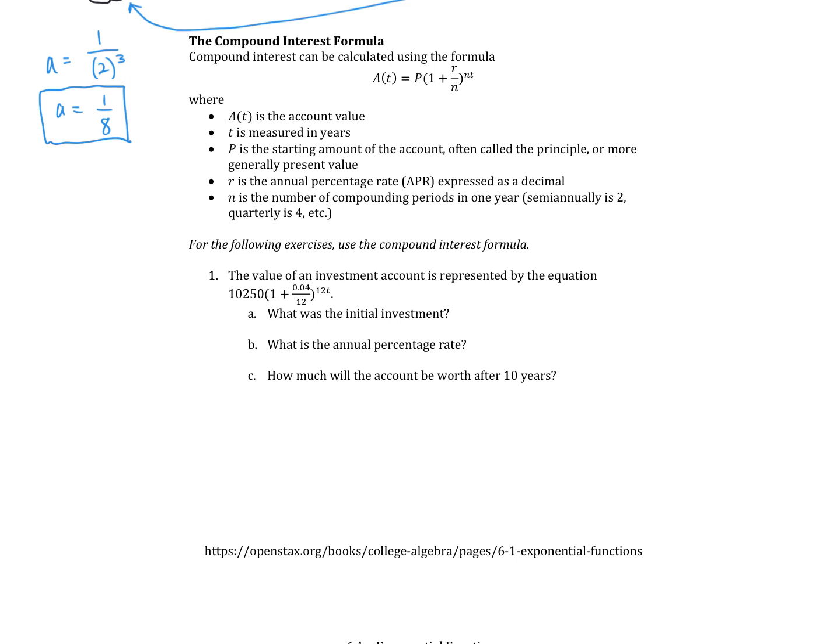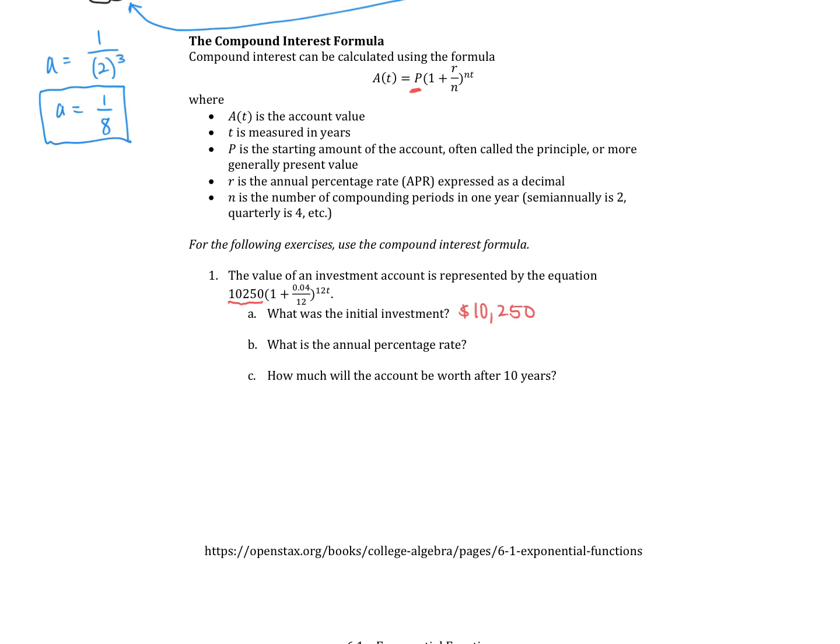So here's an example. The value of an investment account is represented by the equation. First they want to know what was the initial investment. So this is just a matter of knowing the formula and what the numbers mean. The initial investment is P. It's the number out front of the parentheses. So the initial investment would be $10,250.